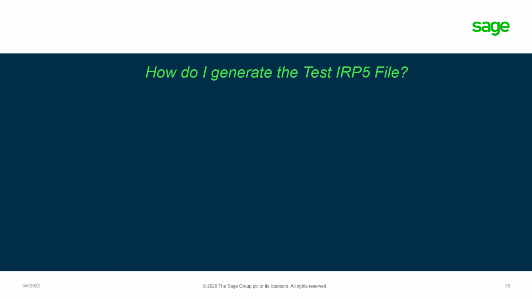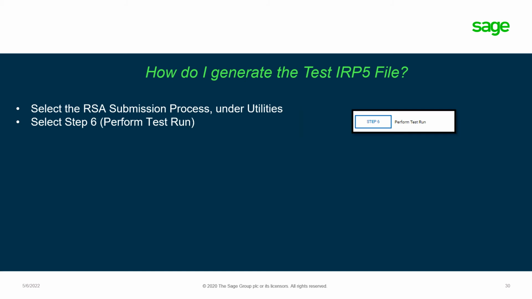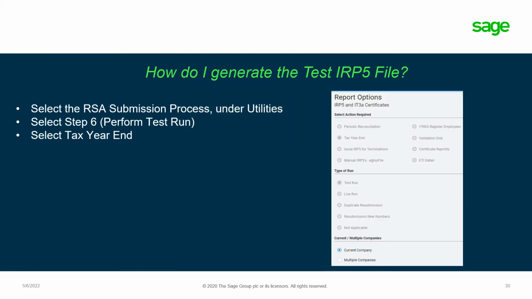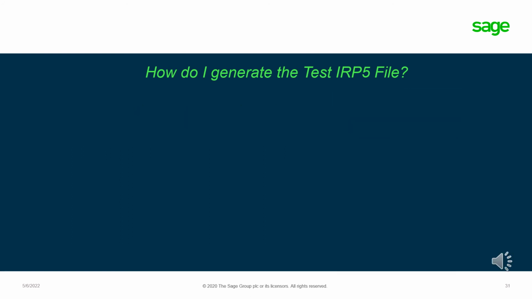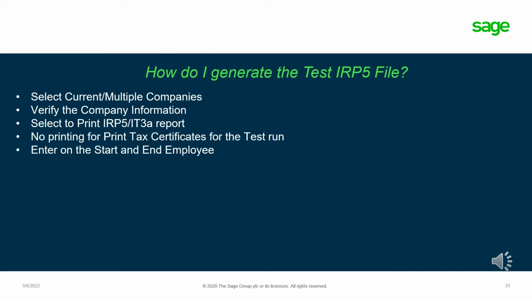How do I generate a test IRP5 file? Select the RSA submission process under Utilities. Select Step 6, Perform Test Run. Select Tax Year End. There will be a selection option to select if this run must be done for a current company or multiple companies. Once selected, verify the company information.